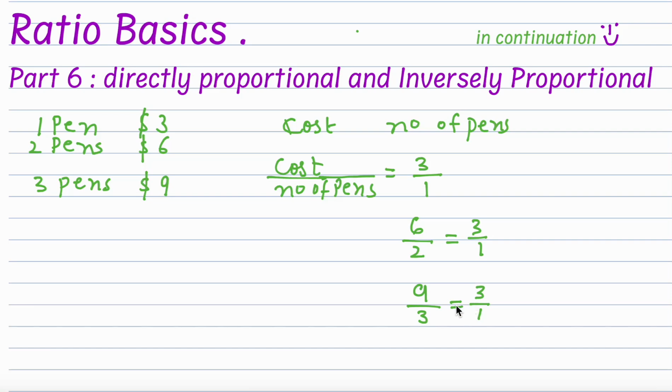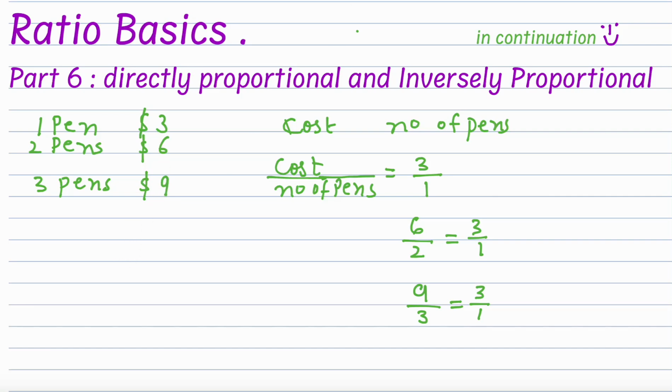Now just think about it. This situation will be true for everything. Either you are buying pens or you are going to a restaurant and buying more food. If you are buying more food, you have to pay more. So every time one quantity increases, the other quantity will also increase.